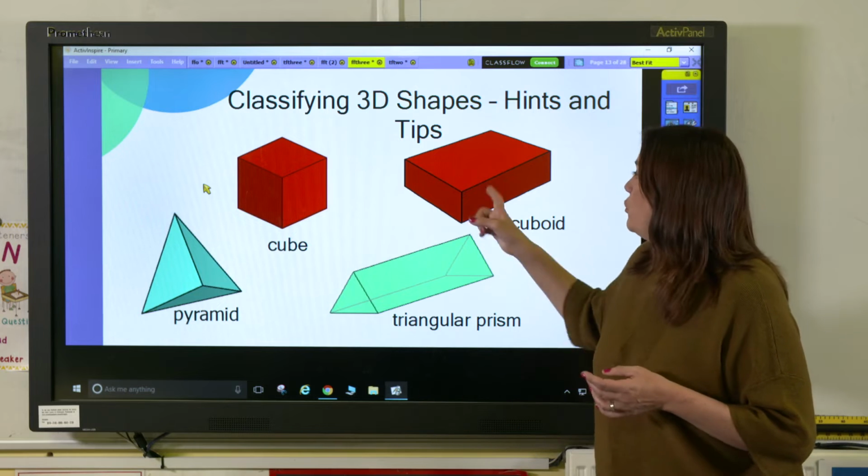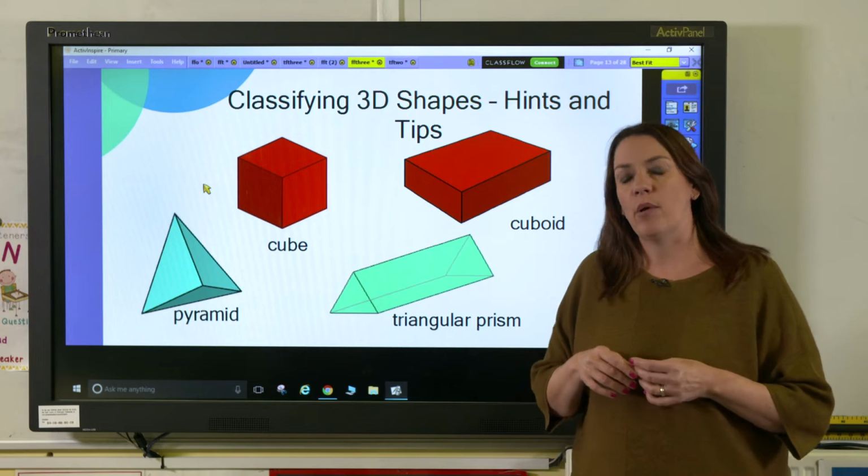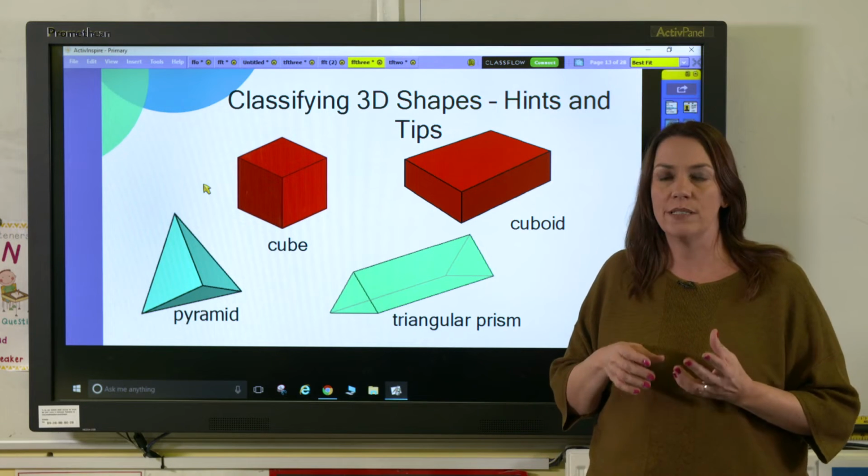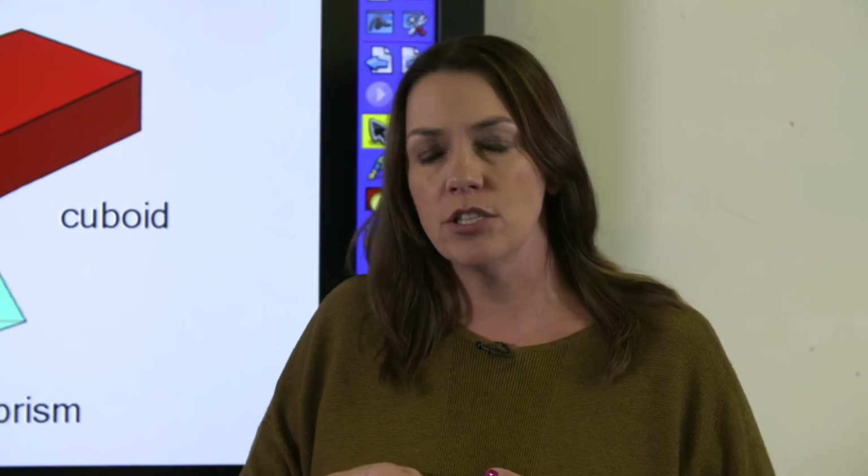Finally, with cubes and cuboids, get children really thinking by asking them what is the same and what is different about these shapes. Challenge their thinking and get them to explain their reasoning.